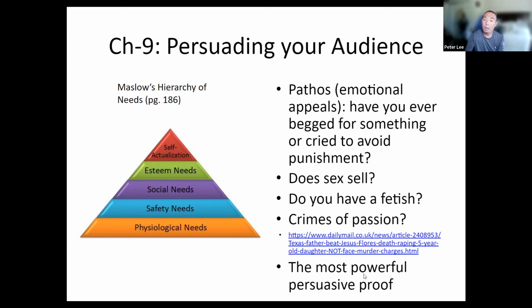It is the most powerful persuasive proof. With emotional appeals, you can really make people die for you, steal for you, kill for you. It's really about understanding, and unfortunately in politics, the pathos they use a lot is fear.